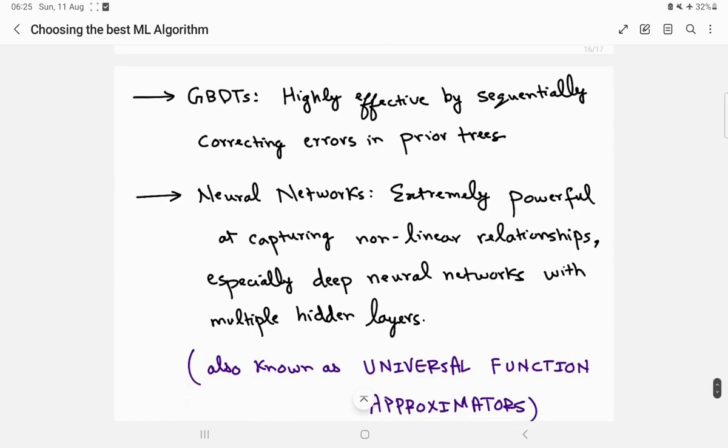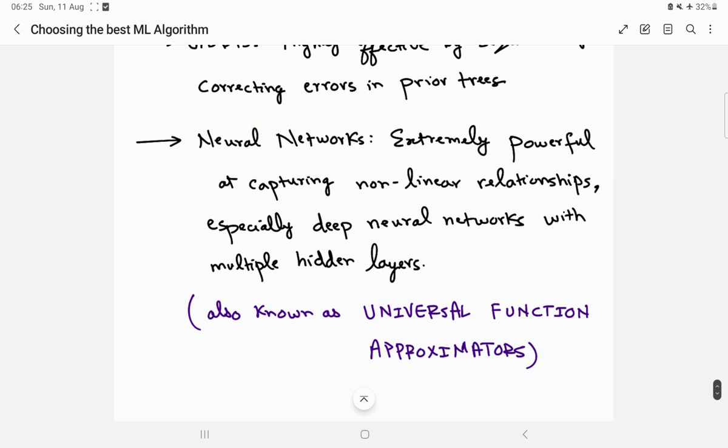GBDTs are highly effective by sequentially correcting the errors of the predecessors, so they can also capture non-linear relationships very well. Out of all the above, neural networks are extremely powerful at capturing non-linear relationships. Especially deep neural networks with multiple hidden layers are really good at it, and that is one of the reasons neural networks are also known as universal function approximators.